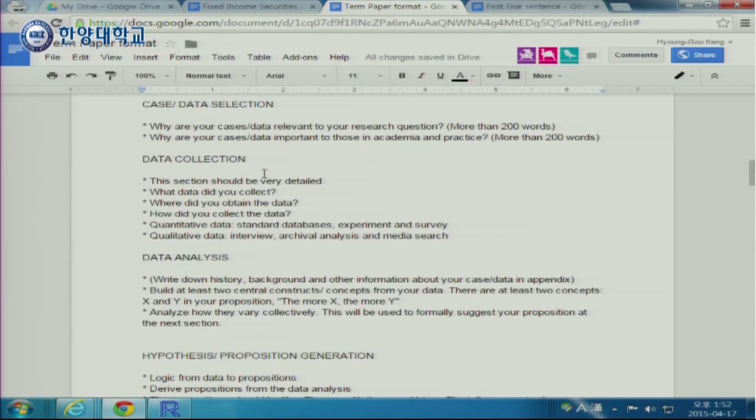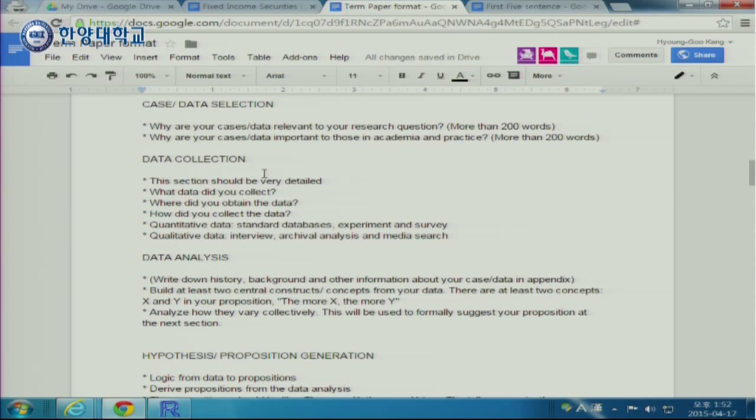What data did you collect? Where did you obtain the data? How did you collect the data? And then it can be quantitative or qualitative data. Quantitative data is a standard database or experimental survey. Qualitative data is like interviews, archival analysis, media search, something like that. Any questions?